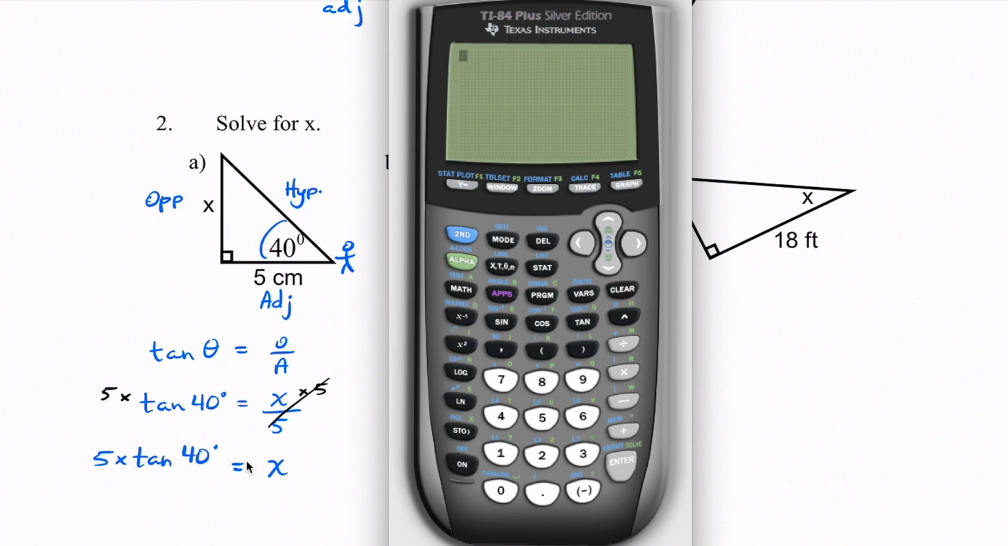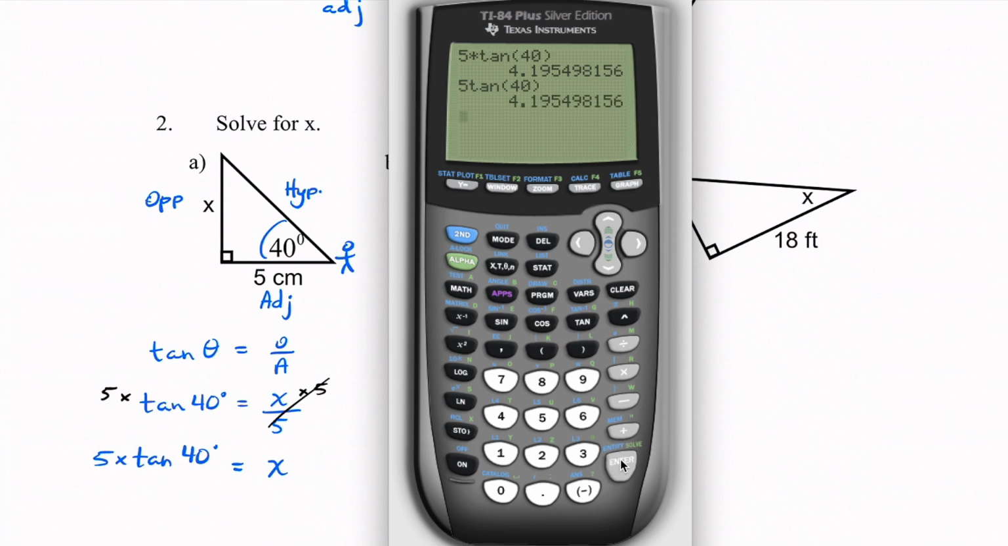Okay, and then I'm just going to type this in. So 5 times tan button is right there, tan of 40 degrees, and then close my bracket and click enter. Okay, so that's my answer. Now note, I don't actually have to have the multiplication symbol in between there. If I do this again, the calculator knows that I'm going to be multiplying in between, so I don't have to actually put the multiply, and I get the same answer.